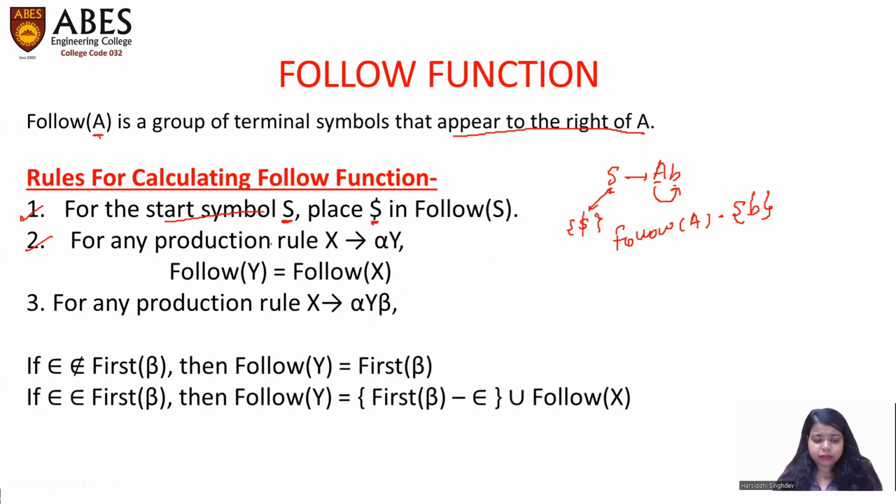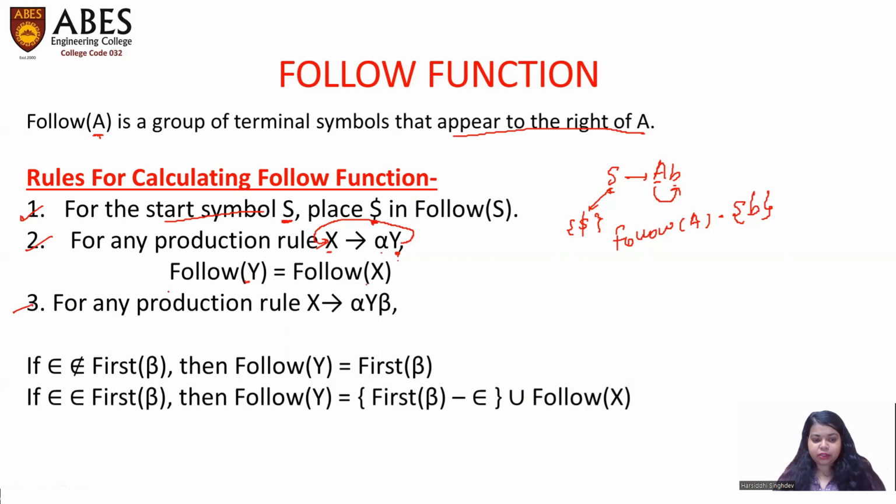Now the next rule. For example, there is a production X tends to alpha Y, where X is a non-terminal, alpha is a terminal and Y is a non-terminal. When we have to calculate the follow of Y, after Y, is there any symbol? No. So follow of Y will be follow of X. Now, it is a third production.